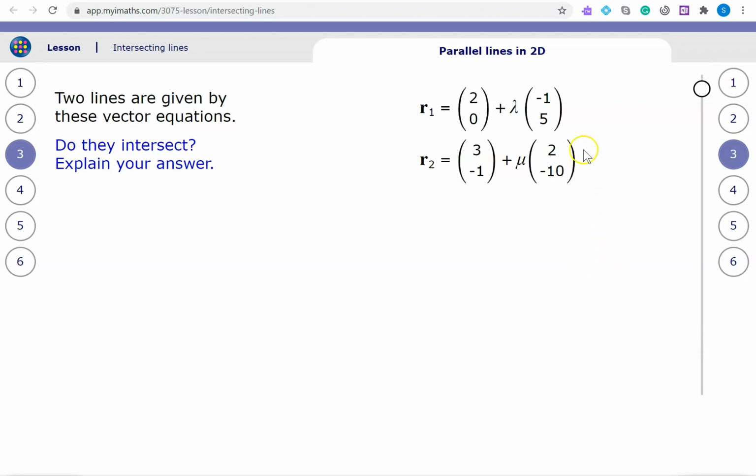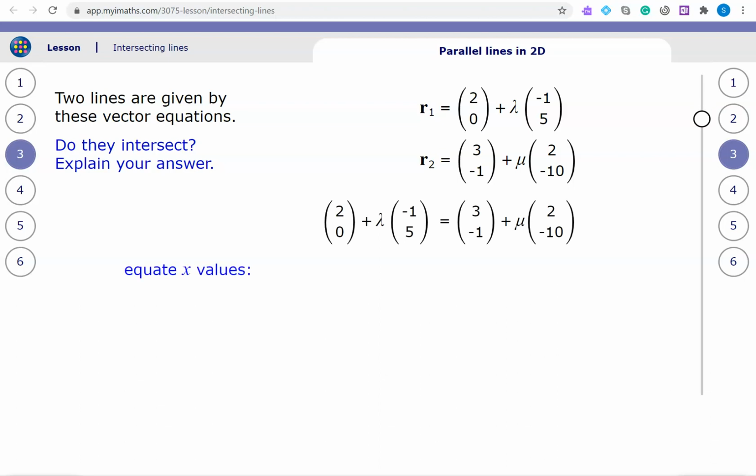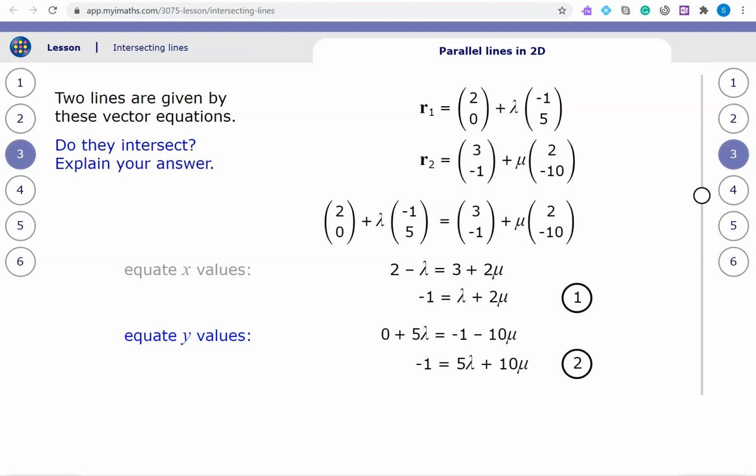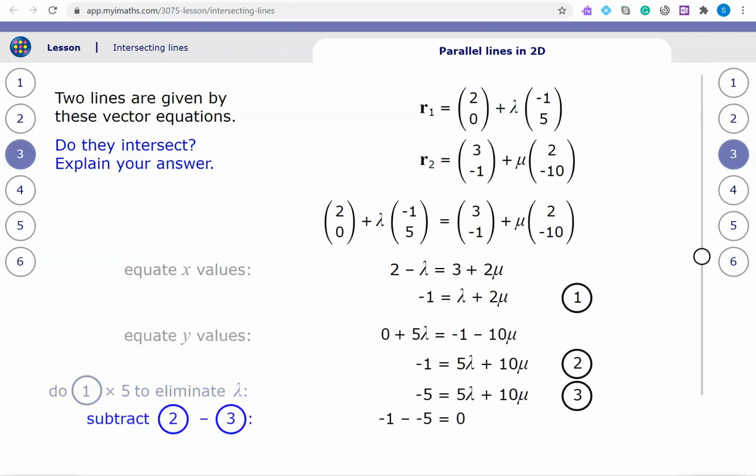Now, once again, I've got 2 lines given by vector equations. And the question is, do they intersect? And we need to explain our answer, whether or not they intersect. Well, if we go through the same process we did before, we equate the x values and form an equation, we equate the y values and form an equation, and then look to solve for mu and lambda.